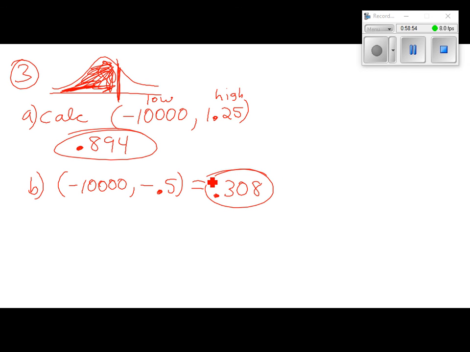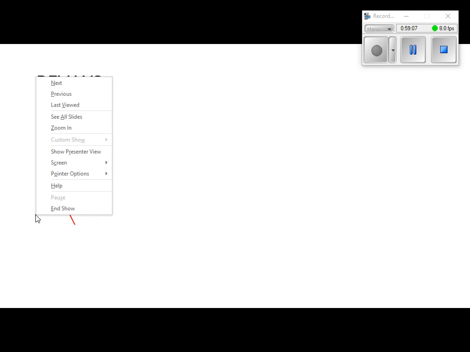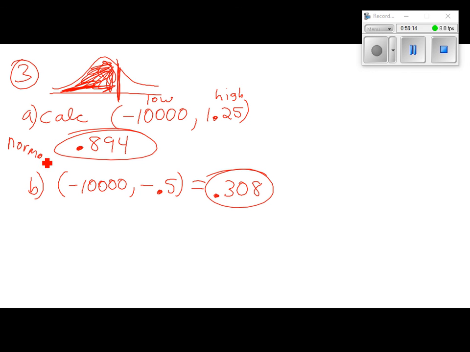Anybody else get that? And what do we plug this into? Normal CDF. Does it say normal or just norm? Norm. Does it have an A-L on it? Oh, yeah. Normal CDF. So you go second vars, normal CDF, punch those two in.